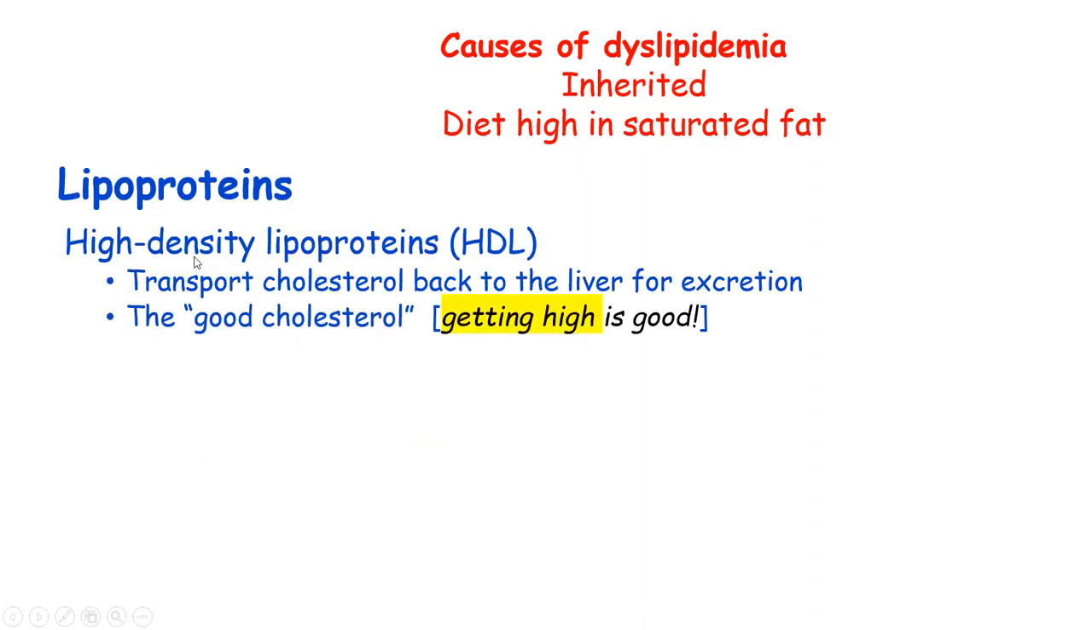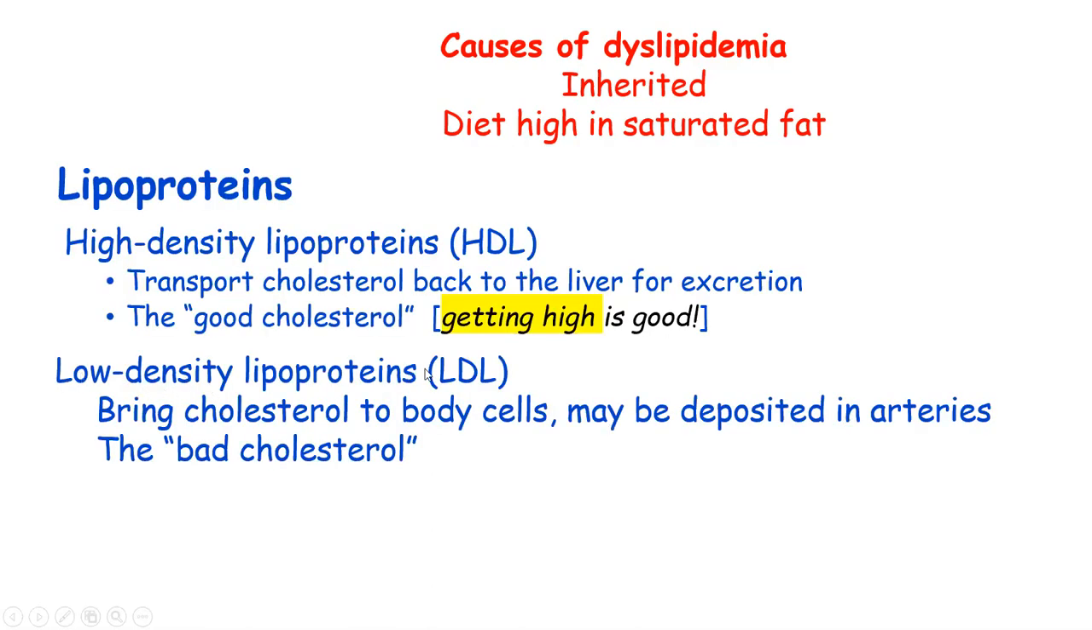Lipoproteins: we have high density lipoproteins, HDL. HDL transports cholesterol back to the liver for excretion. This is the good cholesterol. So this is an example where getting high is good. High, you want the high HDL. So I'll tell you guys to get high.